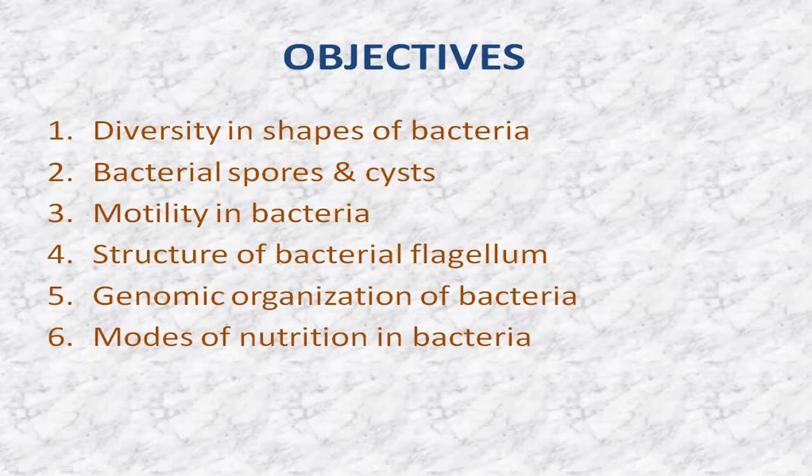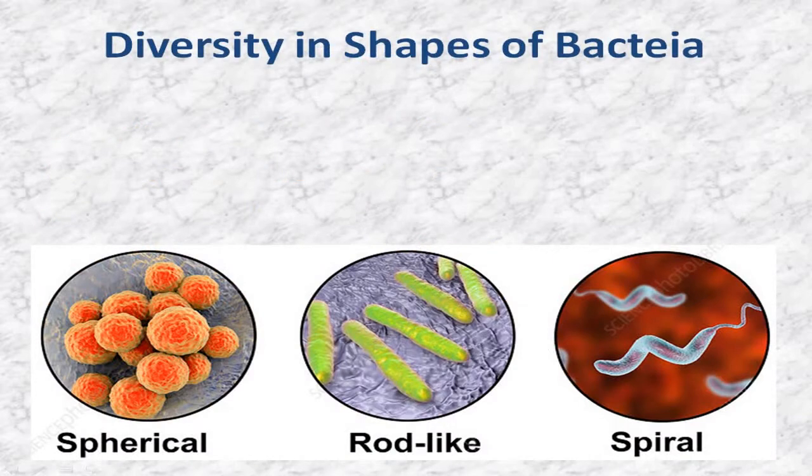Today we will learn about diversity in shapes of bacteria, bacterial spores and cysts, motility in bacteria, structure of bacterial flagellum, genomic organization of bacteria, modes of nutrition in bacteria. Now the first one is diversity in shapes of bacteria.